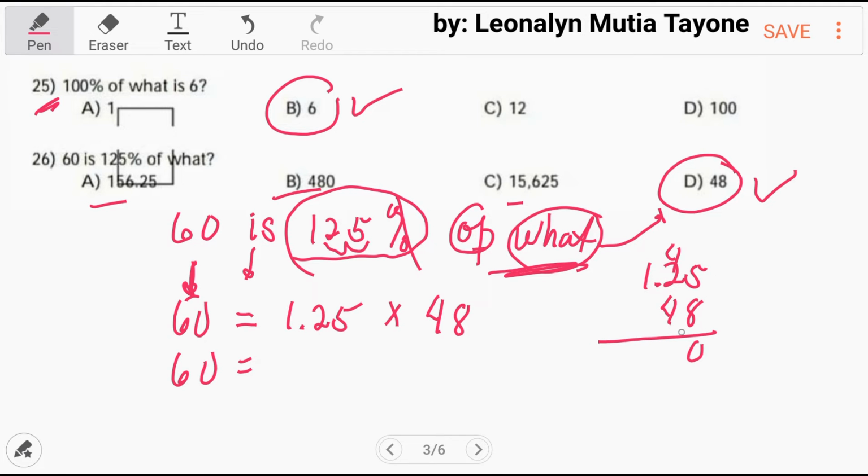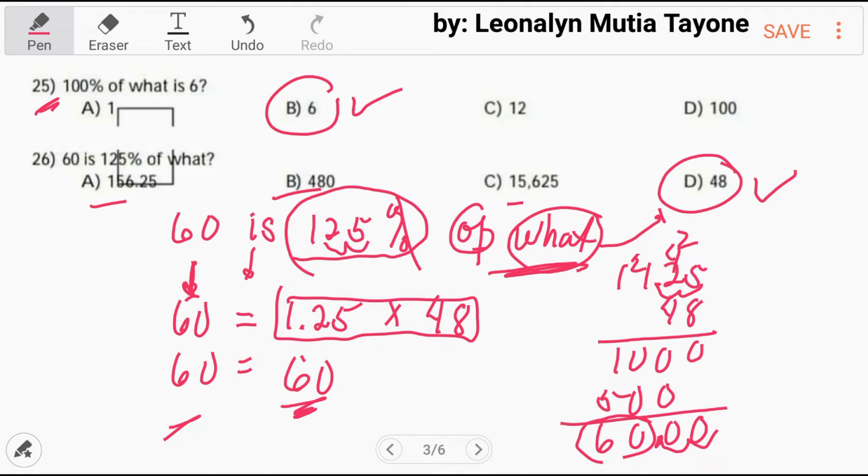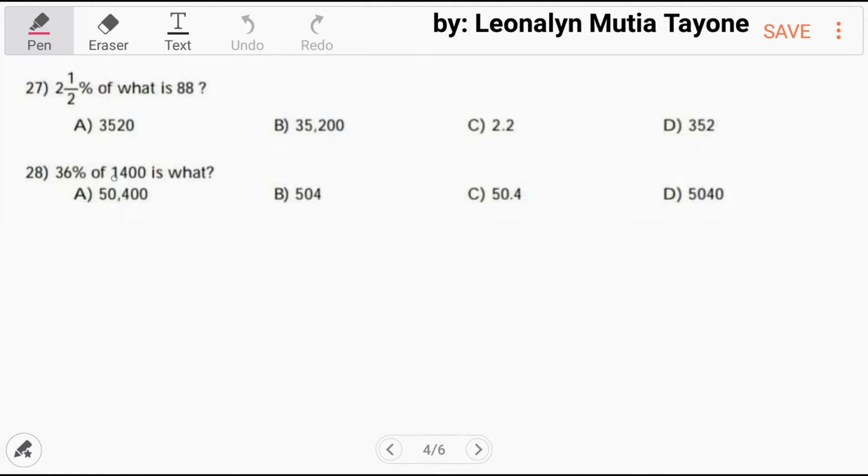So, this is 40. 16, so that is 20. And this is 10. Then, this is 20 again. This is 5. 1, 2, 3. Then, two decimals. 1, 2. Did you follow that? So, the answer is 60. Therefore, if you multiply that, the answer is 60. So, we are correct with 48 as the answer. Next, this number 27.